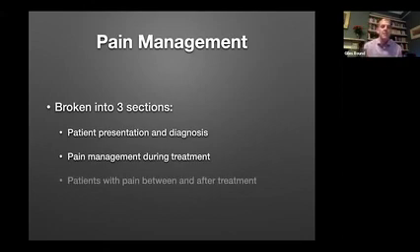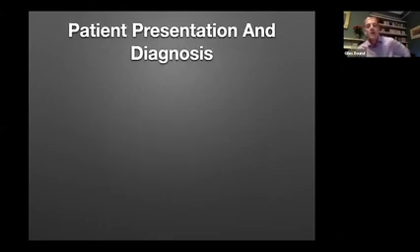And then the third section we're going to talk about is patients in pain between and after treatment, and why has this happened? What have we done during our procedure which may have caused this, and therefore what can we do to avoid this in the first place? And then we're going to discuss how we deal with it when it occurs. Well, we're going to start with patient presentation and diagnosis.